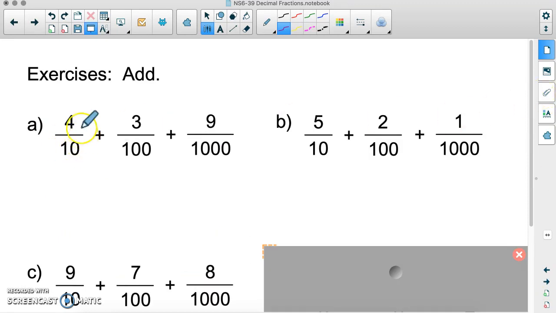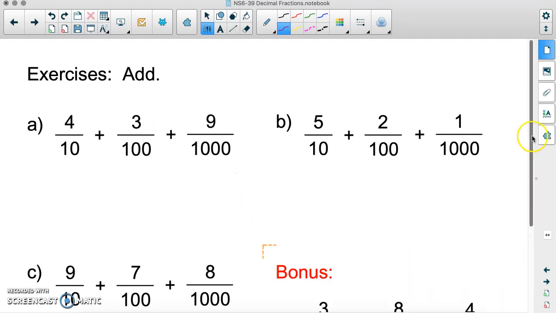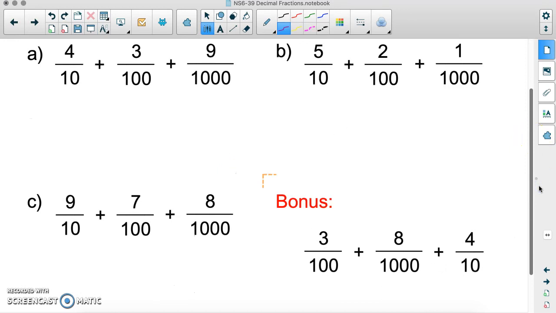Now I want you to give A, B, and C a try on your whiteboards. Remember, you always need to change the fractions to the largest power of 10 before you can add across. There's also a bonus here that you can try. When you're done, you're going to resume your screencast.